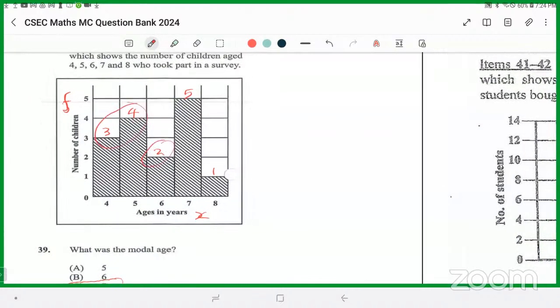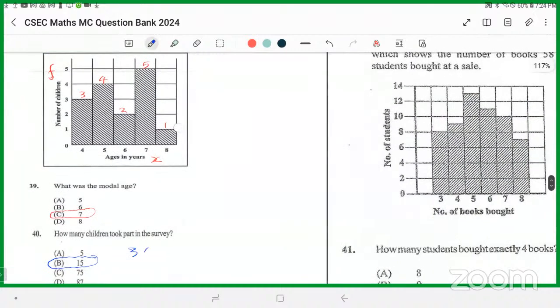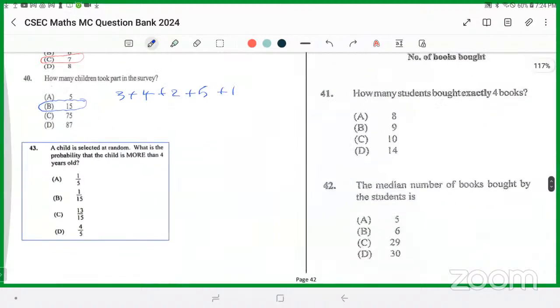7 and 2, 9 and 1, 10 and 5, 15. 15 I'm getting. So the 15 here. If you add them up, it is 3 plus 4 plus 2 plus 5 plus 1. So again, this and this make 9, and 1 makes 10, plus 5 is 15.